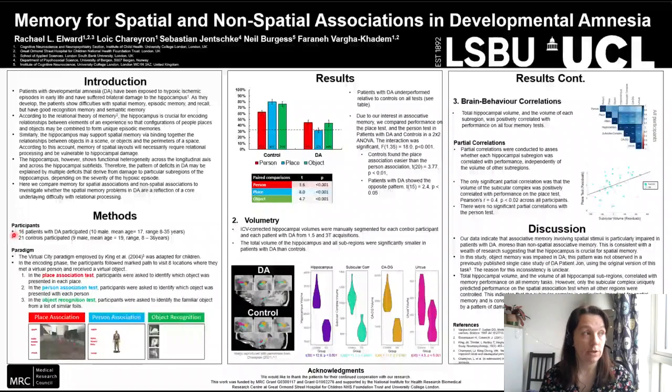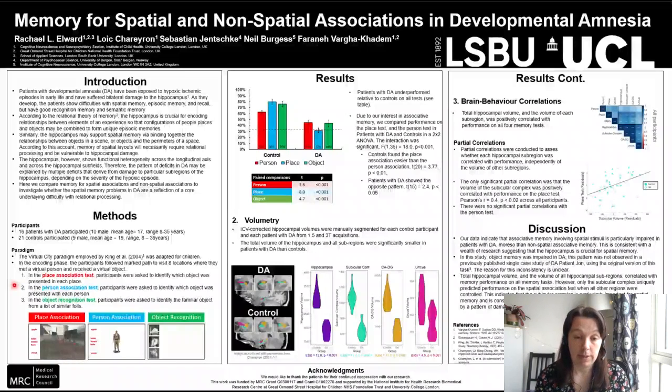We have 16 patients with DA, 10 of those are male, and 21 controls, 9 are male, and we have a big age range, so that our participants go from age 8 up to age 36. This paradigm has previously been employed by other researchers. King et al. in 2004 was the first of those, but the study was adapted for children in this case because of our young sample.